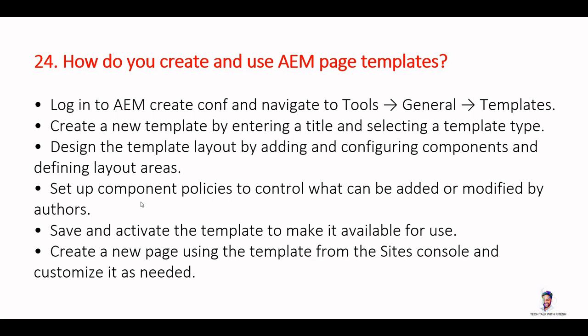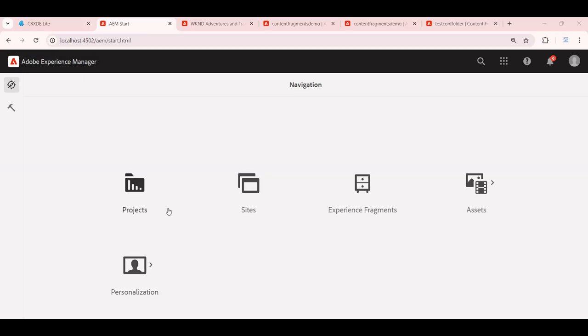We will see that. And then we need to set up component policies to control what can be added or modified by the authors. Save, and we need to activate the template to make it available for use. Then finally we can create new pages using this template from the Sites console and customize as required. So let's see it. Like I said, it is always good if we give some extra answer, because that way we justify that we know better than others.